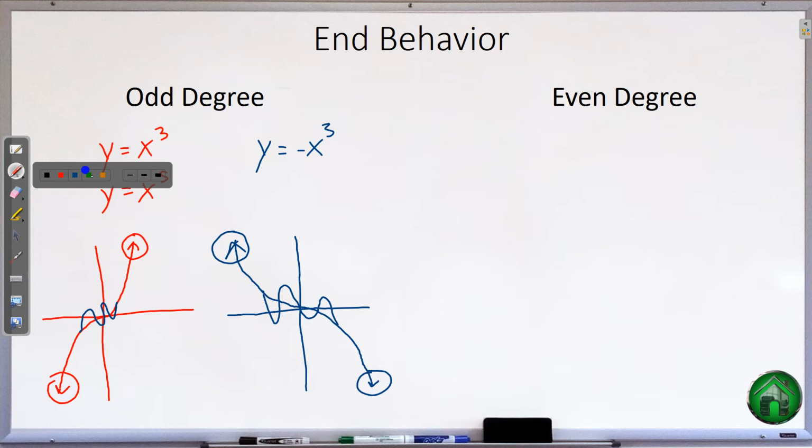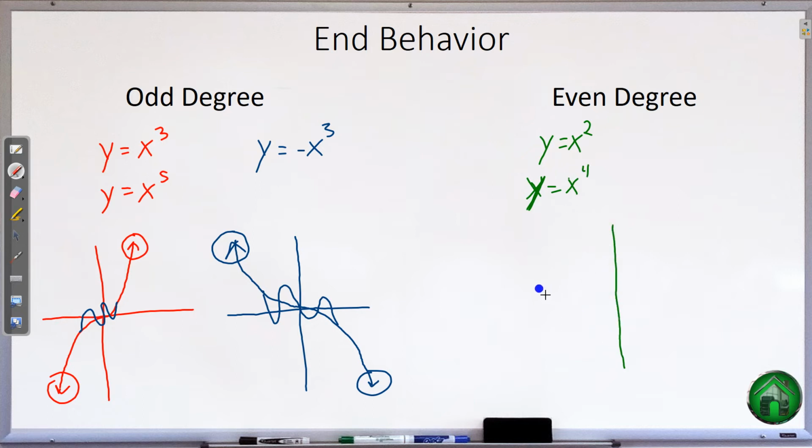All right, even degrees. So these are our x squared or x to the fourth. Ooh, what happened there? My bad. X to the fourth. For these, the end behaviors go in the same direction. So you have your parabola that goes up. And yes, there might be some waves in the middle, but your end behavior, both arrows, are pointing up.